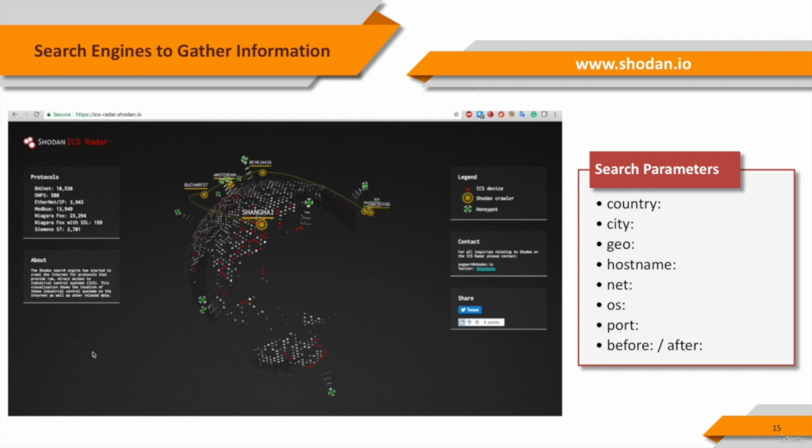You can use the search parameters displayed in the slide. Country. Use the country code you want to look for. For example, use GB for Great Britain, US for United States, etc. City. Filters the results according to the specified city. Geo searches in a given location. Hostname filters the results according to the host or domain name given. Net searches in given IP or subnet range. OS filters the results according to the operating system. Port searches for specific ports. Before, after filters the results according to the date. Show the results which are before or after the date given.